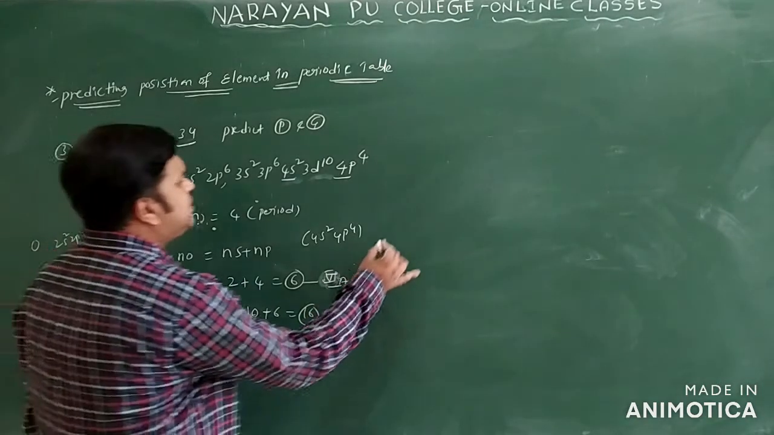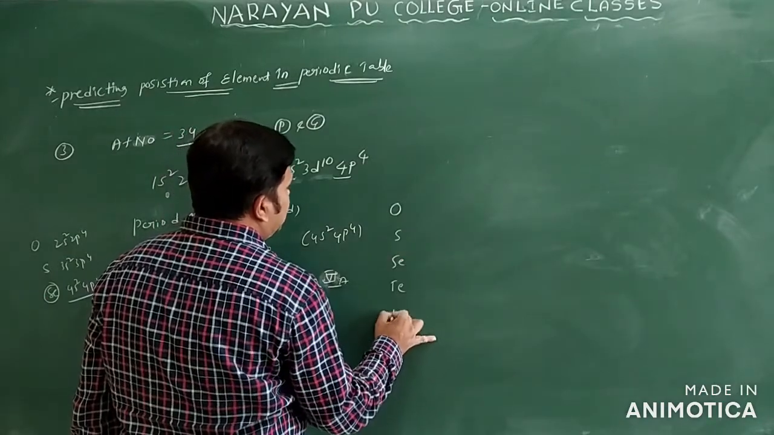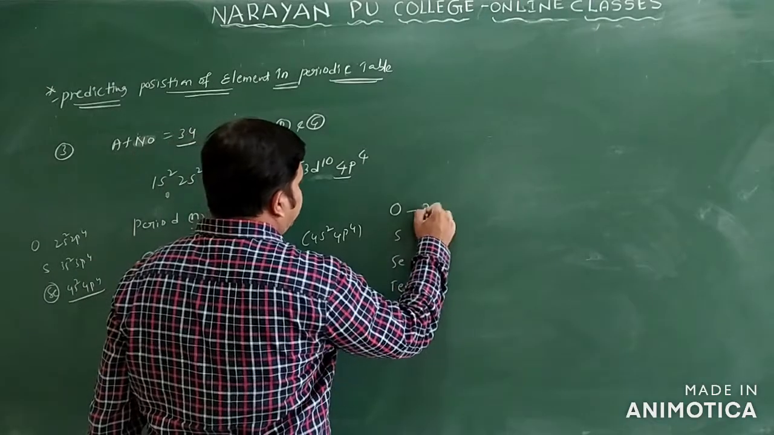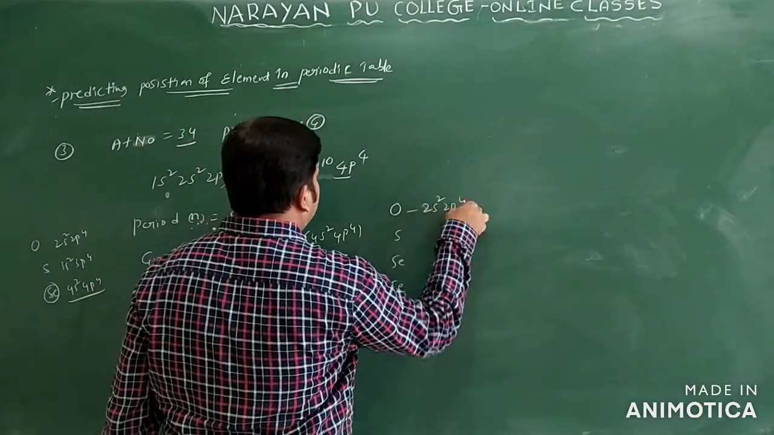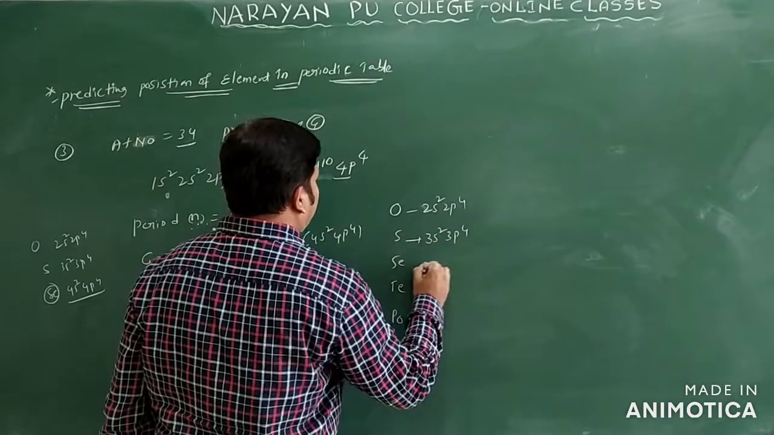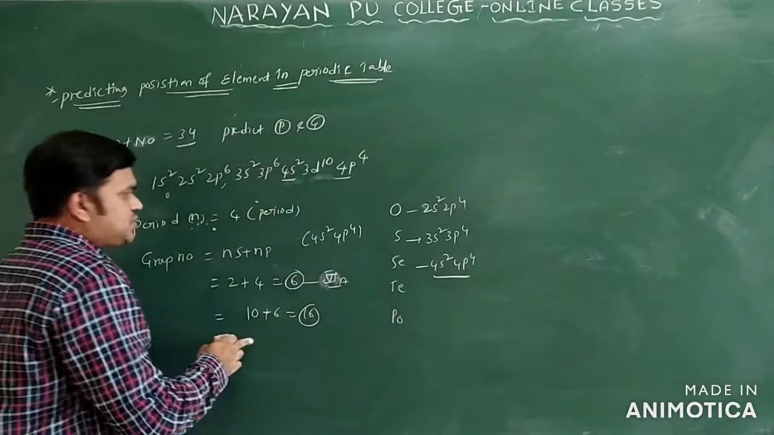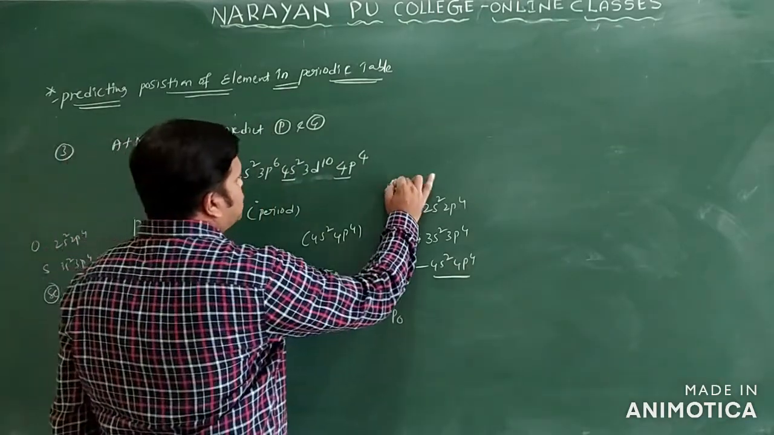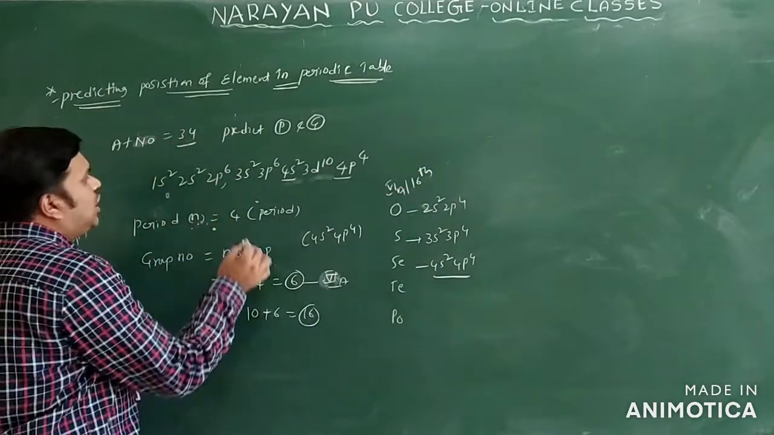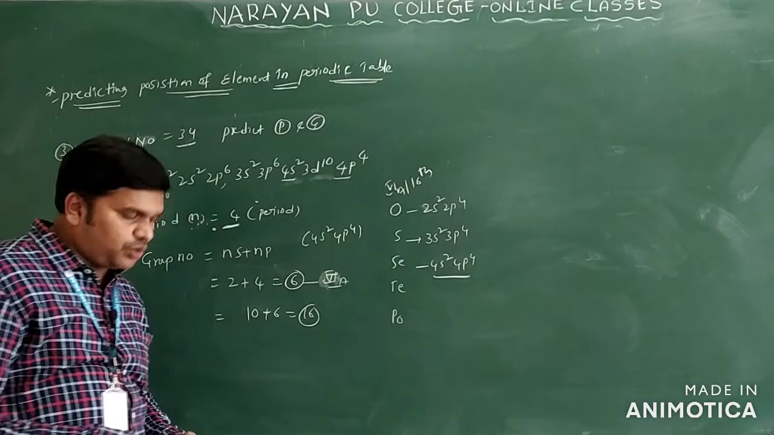Your elements are oxygen, sulfur, selenium, tellurium and polonium only. Oxygen configuration you will write 2s2 and 2p4 only. This is 3s2, 3p4. This is 4s2, 4p4 only. So 4s2, 4p4 is there. It belongs to 6th A, or 16th group only. What period we have? 4th period only. So this is one of the questions we have only.